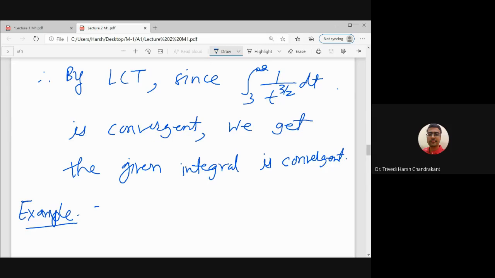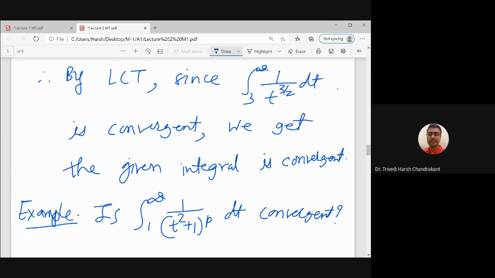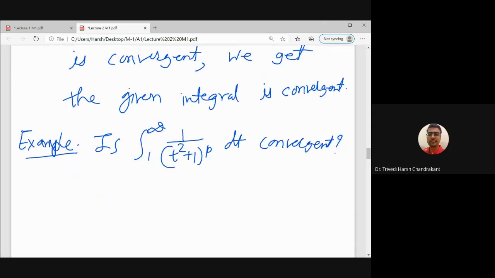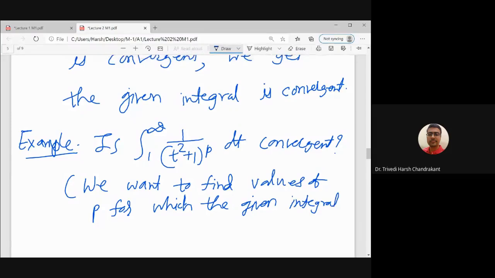So let me take one more example. The question is: is the integral 1 to infinity 1 upon (t square plus 1) power p dt convergent? So here basically we want to find values of p for which the given integral is convergent.